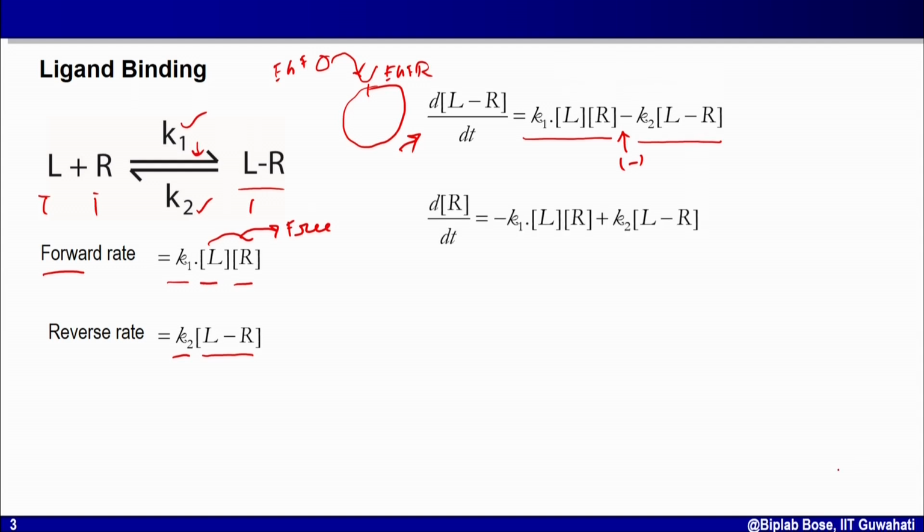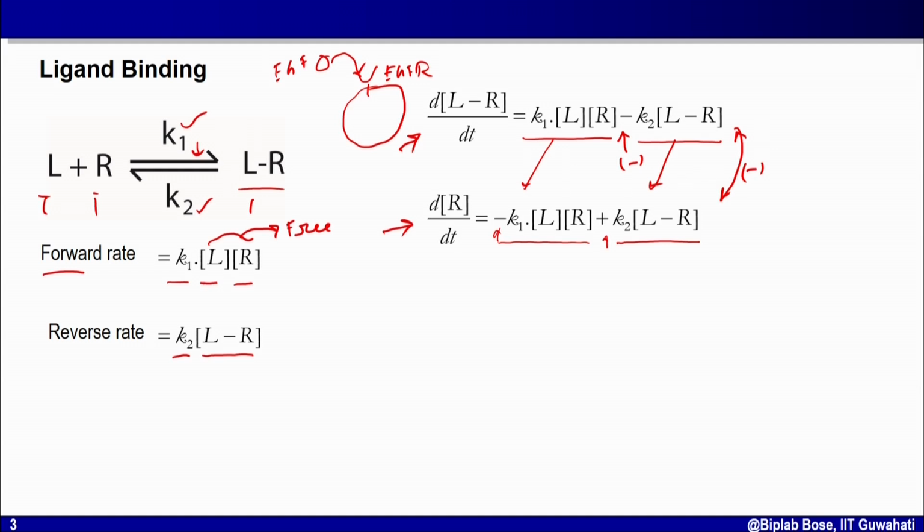Now what will be the differential equation for the rate of change of free R? That will be d[R]/dt. Obviously the free R is getting reduced by the forward reaction, that's why I have a minus sign here. That is minus K1 [L] [R] plus K2 [LR], because when LR is breaking down, it is forming free R, so it's a positive sign here. So you can see these two are equal except for a multiplication by a negative sign: this has become negative, this has become positive.